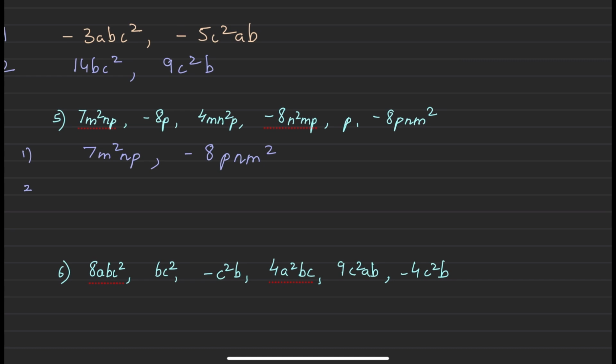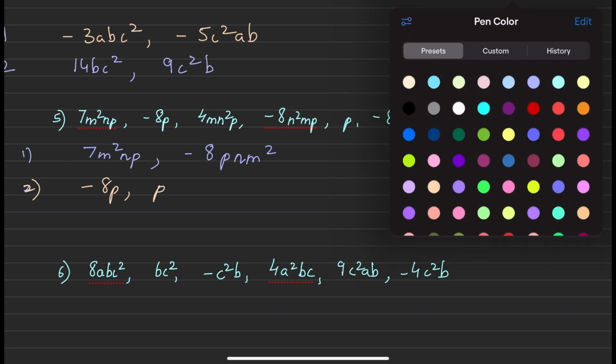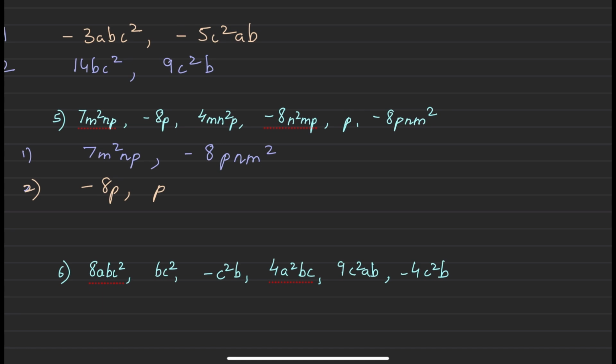Second group, the color changes. The second group is just 8p. Do we have anything with only p? No. So negative 8p and p is group 2. Negative 8p and just p is second group. Third group, another color. Which one is done? Wait. We'll underline whatever is done so that there is no confusion. 7 is done and this is done.